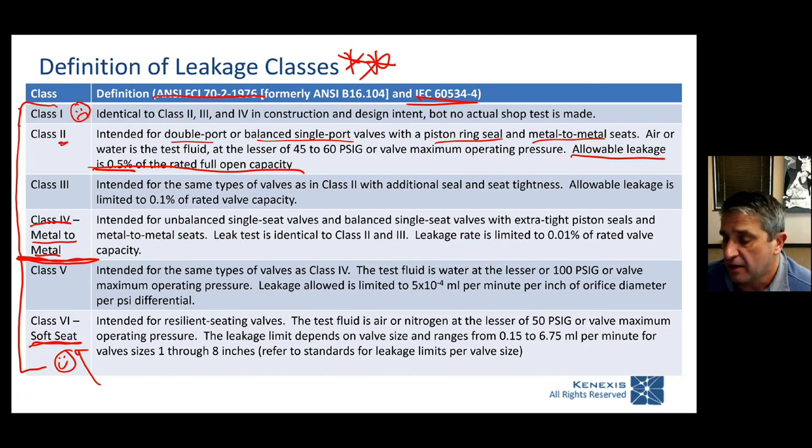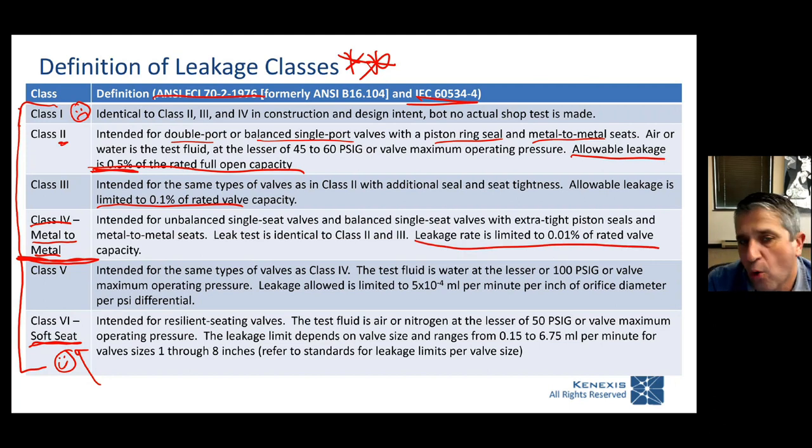So if you say that an SIS valve needs to be class 2, then when you perform your function test, you need to measure how much leakage you're getting through that closed valve and make sure that it's less than 0.5% of the rated capacity. Similarly, class 3 talks about 0.1% of rated valve capacity. Class 4 is 0.01%. So for class 4, there's a dramatic difference between class 3 and class 4, an order of magnitude less material being allowed to leak through.